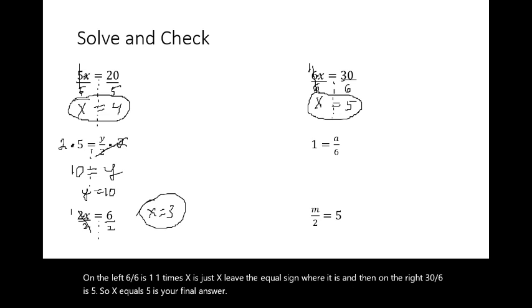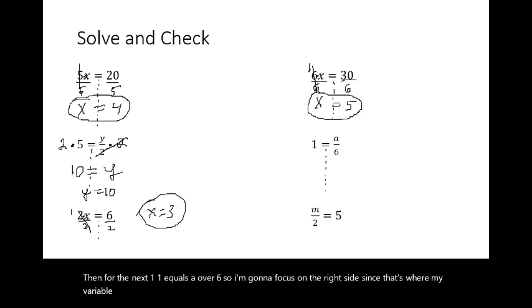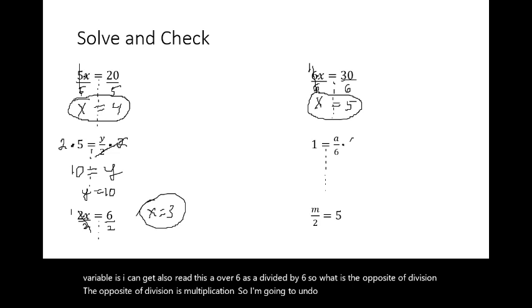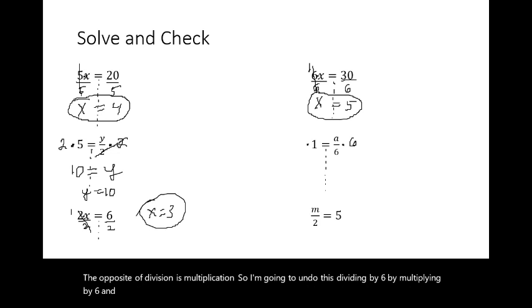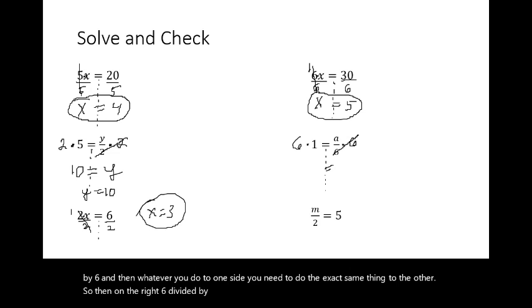Then for the next one, 1 equals a over 6. So I'm going to focus on the right side since that's where my variable is. I'm going to also read this a over 6 as a divided by 6. So what is the opposite of division? The opposite of division is multiplication. So I'm going to undo this dividing by 6 by multiplying by 6, and then whatever you do to one side, you need to do the exact same thing to the other. So then on the right, 6 divided by 6 is 1, leaving you with a by itself. And then on the left, 6 times 1 is 6, so a equals 6 is your final answer.